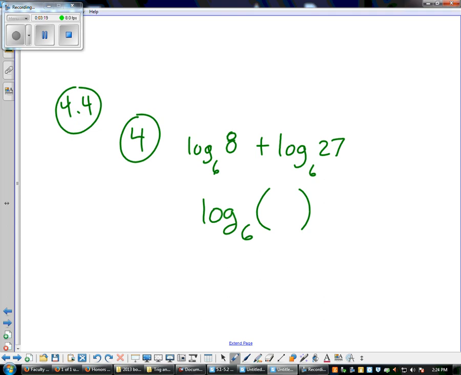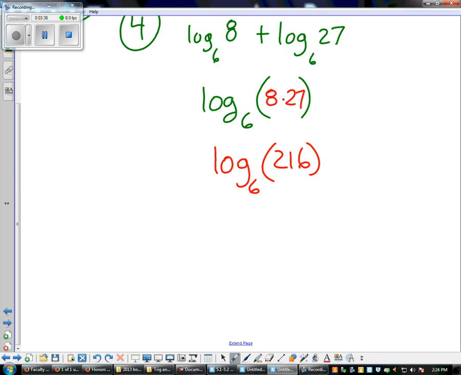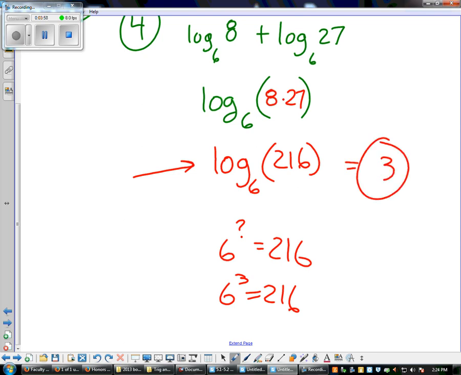So using the product property, we could write the 8 times 27 together and then take log to the base 6 of that. So that would be log to the base 6 of, using your calculator, 8 times 27 is 216. And then we can say 6 raised to what power gives me 216. That's really what this is saying. The log to the base 6 of 216 is what number do I need to raise 6 to get 216? And the answer for that is 3, because 6 to the third is 216. So the answer for problem number 4 is 3.